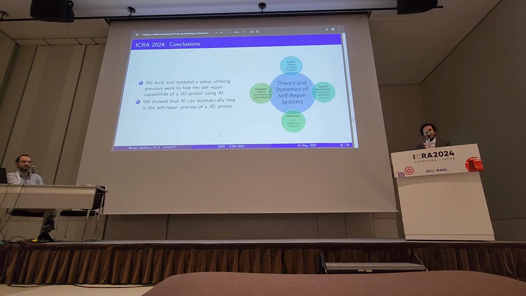Conclusion: we showed that we can use AI to help the 3D printer without making the hardware more complex. We showed that we can help improve the 3D printing process. We showed that AI can dramatically help to improve the self-repair.